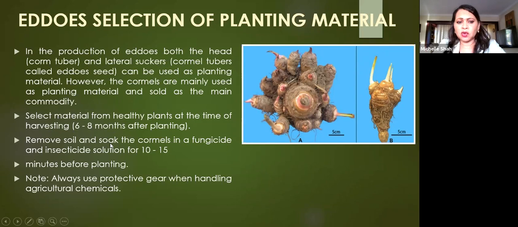Remove soil and soak cormels in a fungicide and an insecticide solution for 10 to 15 minutes before planting. Note, always use protective gear when handling agricultural chemicals. So we see here, this is a picture where you have the cormel, and this is what is used for planting of eddoes.